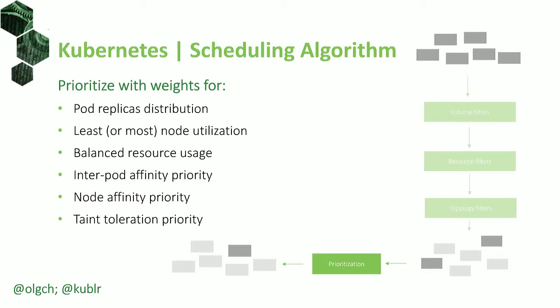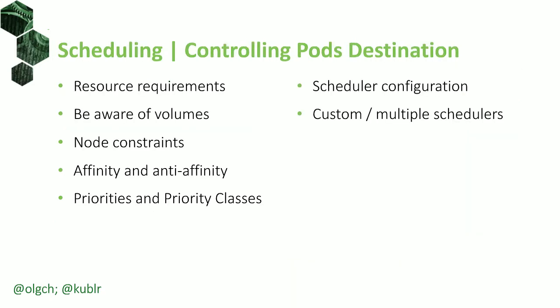Then after the initial set of nodes is filtered and reduced to a smaller set of nodes on which the pod can run in principle, scheduler uses a number of prioritization heuristics and rules and selects a single node with the highest priority according to those rules, and that is the node where the pod can be run. If no nodes are found where the pod can be run, the pod will hang in an unschedulable state essentially.